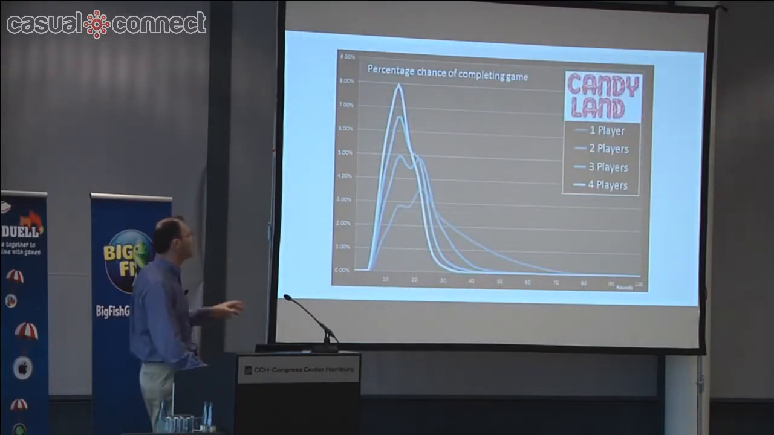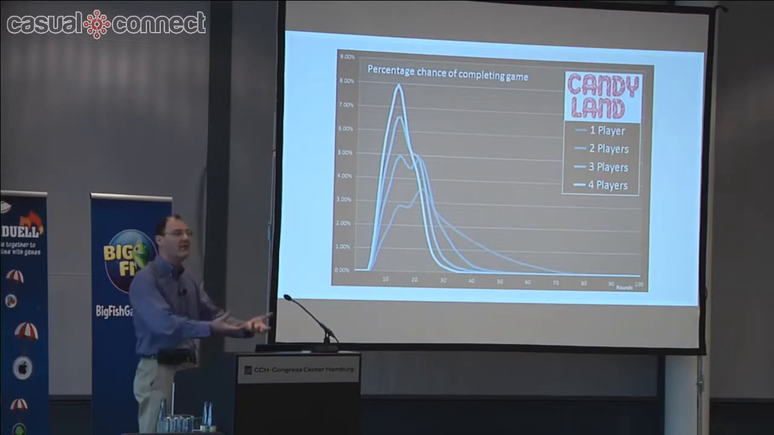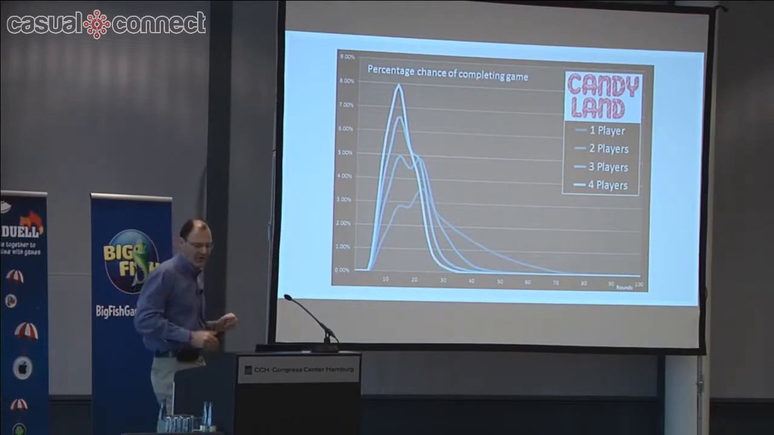And again, Candyland changes depending on the number of players. When you have lots of players in the game, everybody draws a card. So you're going to go through the deck very, very quickly, and that changes the probability that people are going to win.